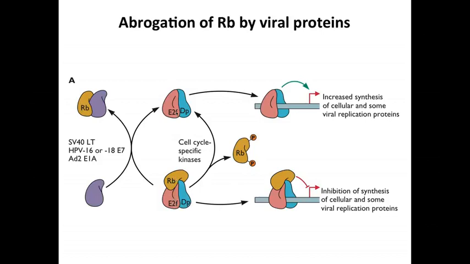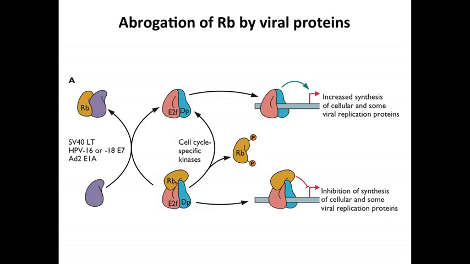Now, E2F and DP are transcription proteins that are needed for the synthesis of mRNAs that encode cellular proteins that are required for DNA synthesis. Okay? When the cell is about to go into S, these transcription proteins are absolutely needed to make the proteins and the enzymes that the cell needs to replicate its DNA. So RB is a checkpoint protein. It restricts the cell from going into S because it sits on E2F and DP, as shown in this diagram, and prevents them from turning on the genes that are needed for DNA synthesis.